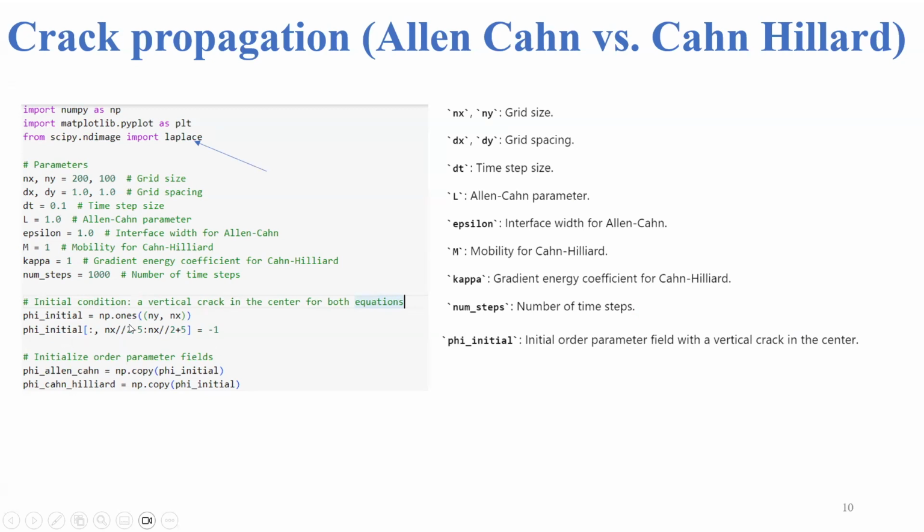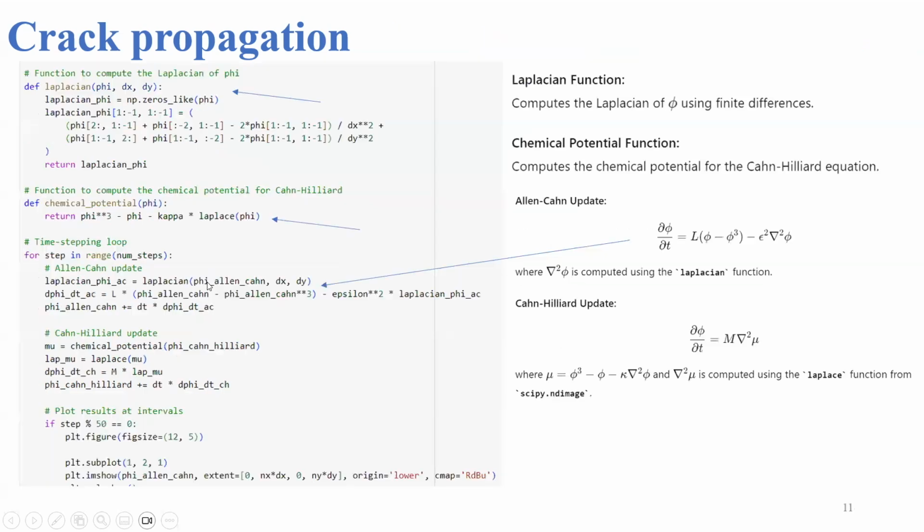Initially everything is 1, and especially at the middle, which is grid half plus 5 to grid half minus 5, that region we will call minus 1. So remember, everything is 1, but the crack is given by minus 1. Now we can impose this Cahn-Hilliard order parameter and let it solve using Python. We'll be using the Laplacian as shown here, and we can define the chemical potential that we described in the Cahn-Hilliard equation, and we'll evolve this equation over num steps.